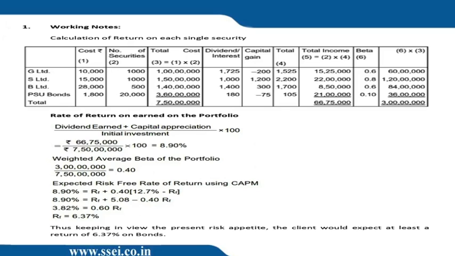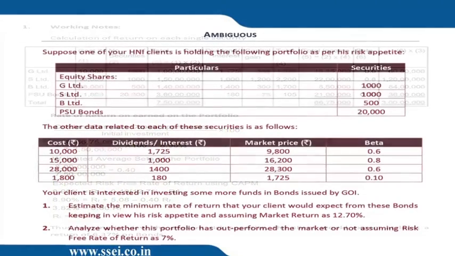Now we have the beta of 0.4. Looking at the solution, we have RP which is 8.9, and RM which is 12.7. So RP is equal to RF plus (RM minus RF) into beta. You put the figures and you get RF is equal to 6.37%. So RF is equal to 6.37% answer. Okay, let's get back to the question.